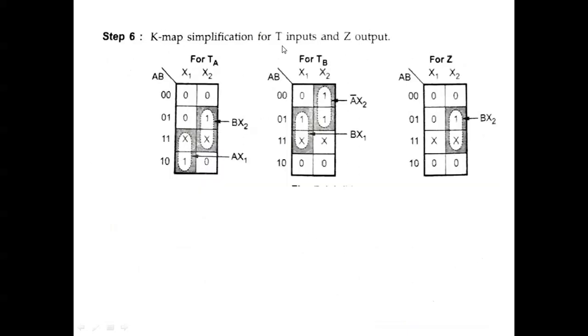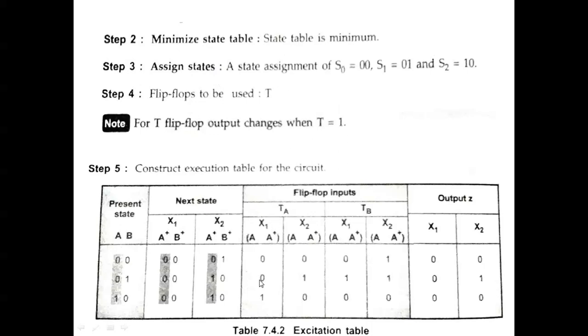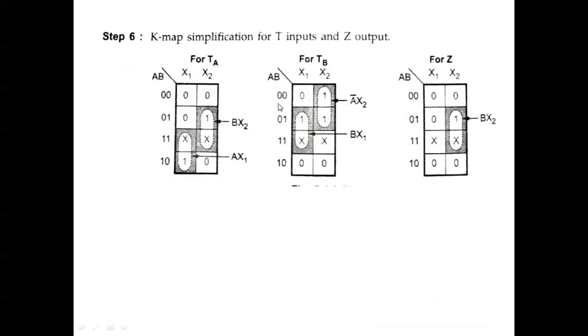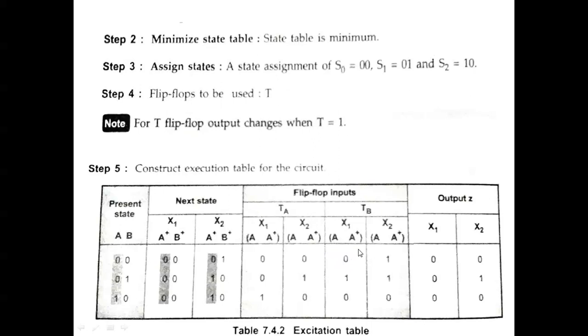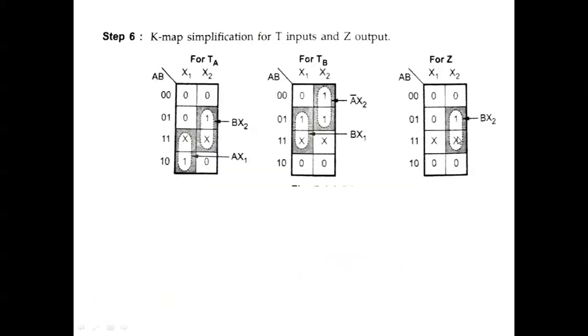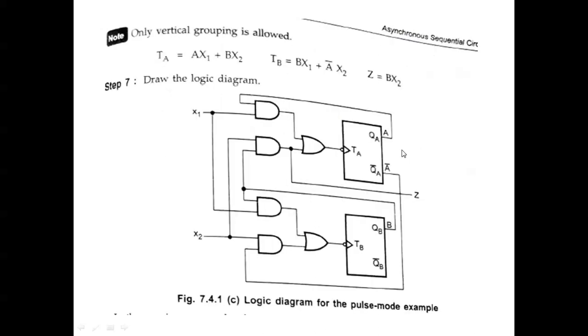And the K-map simplification of the T inputs and Z output. So this is for TA, the K-map for TA, and for TB. So this is for K-map. And another map for the output. So there are three K-map simplifications. They got the equations for TA, TB and Z. So based on the equations, they draw the logic diagram. So this is the logic diagram.